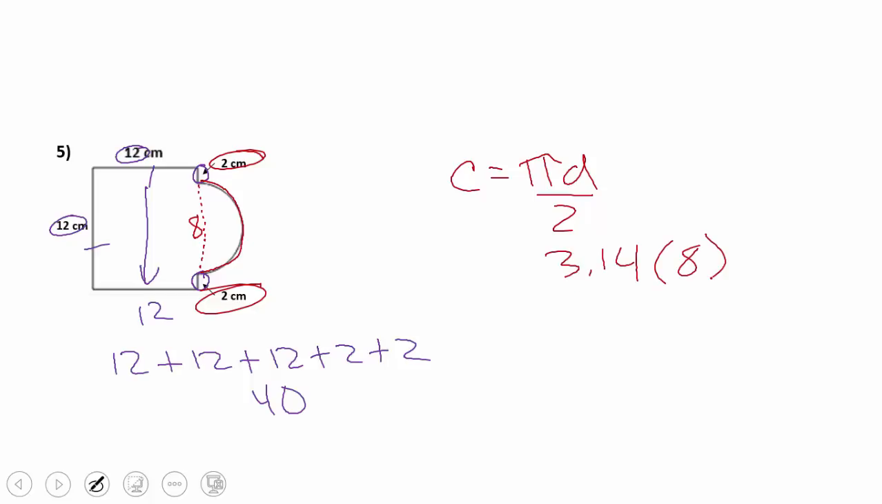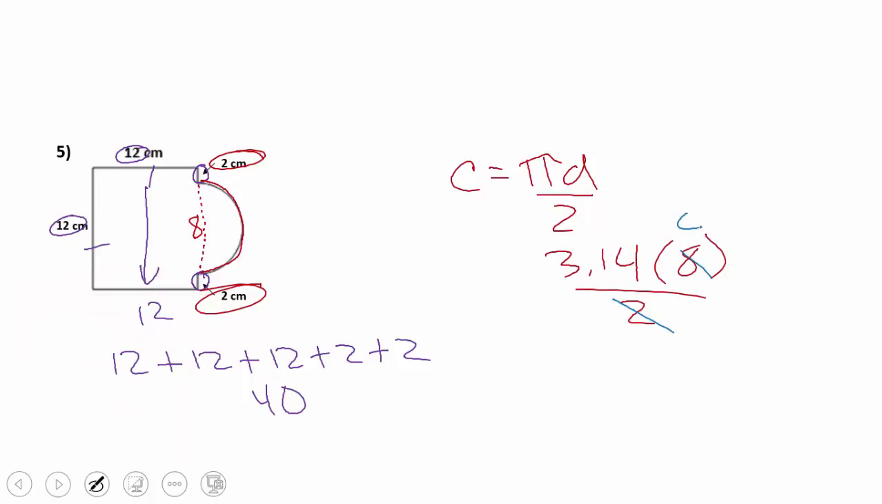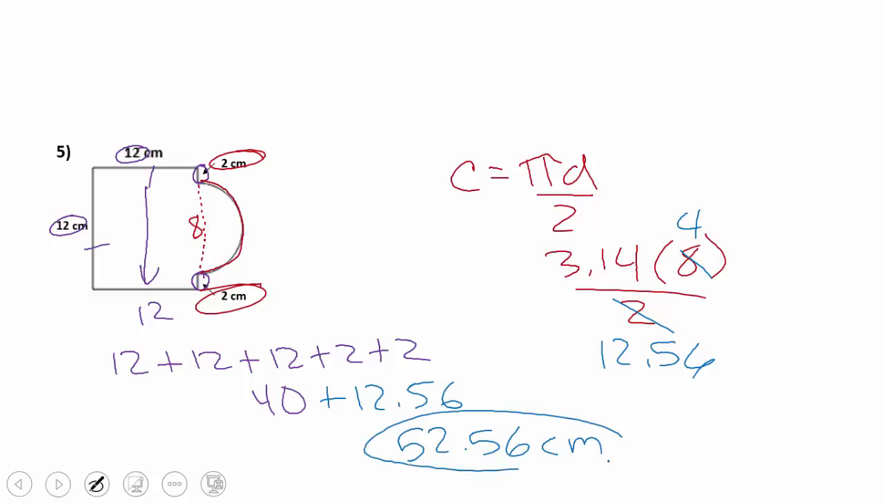3.14 times 8 divided by 2. Using my brains, I simplify the 2 into 8 to 4. 3.14 on the calculator times 4 gives me 12.56. I'm going to add that right here to the original 40, and I get 52.56 centimeters as my perimeter.